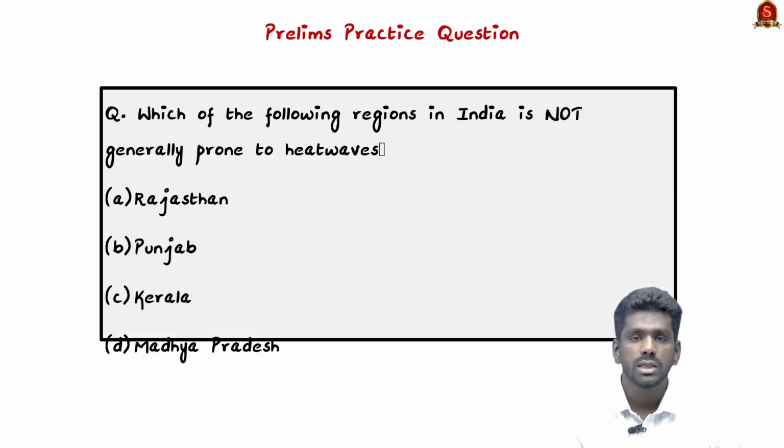Now look at this prelims practice question. Which of the following regions in India is not generally prone to heat waves? The correct answer is option C, Kerala.